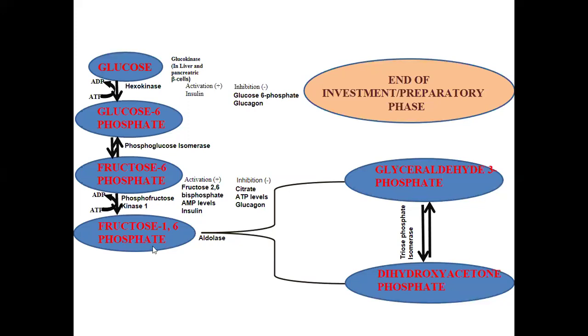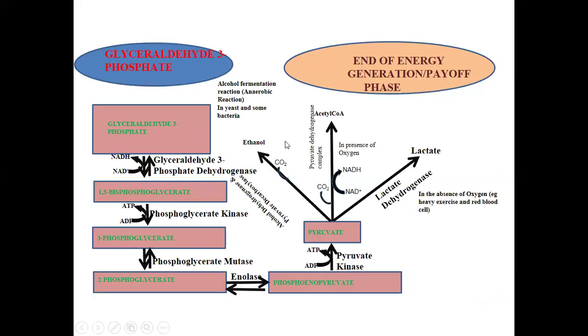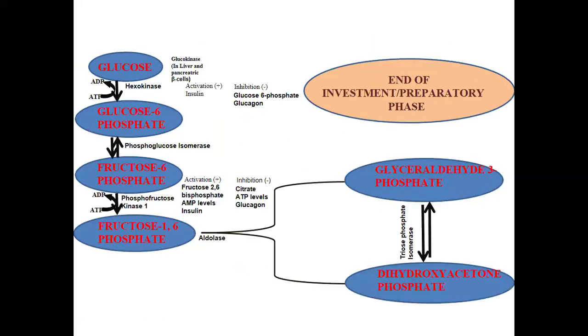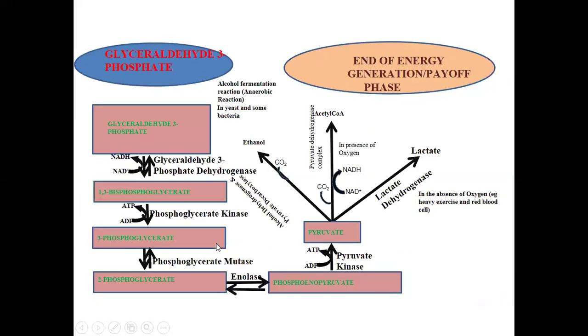So at the end of this first phase, which is the preparatory phase, you must have invested 2 ATP in step 1 and step 3. So after that, the glyceraldehyde 3-phosphate continues the journey. So it continues the journey here.